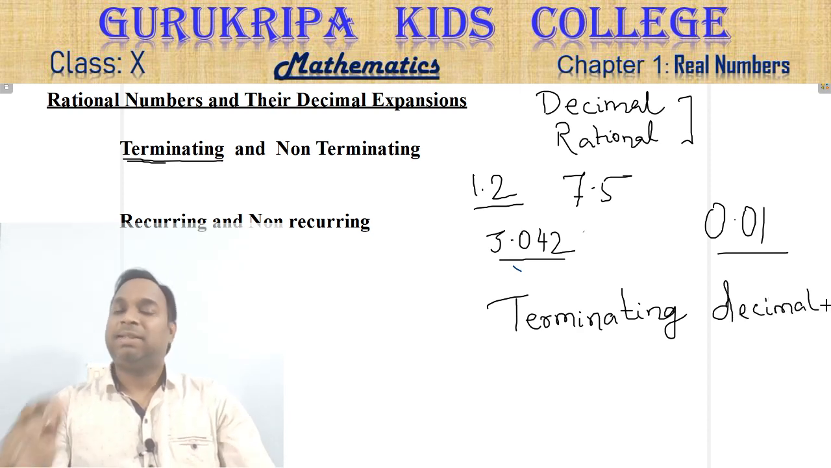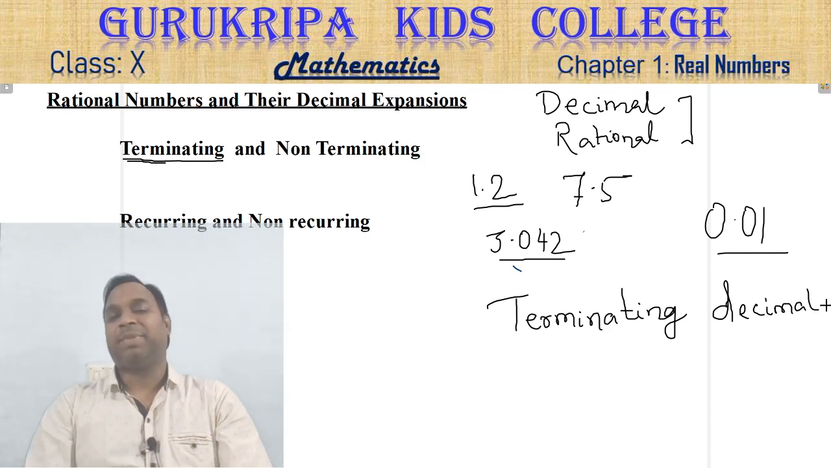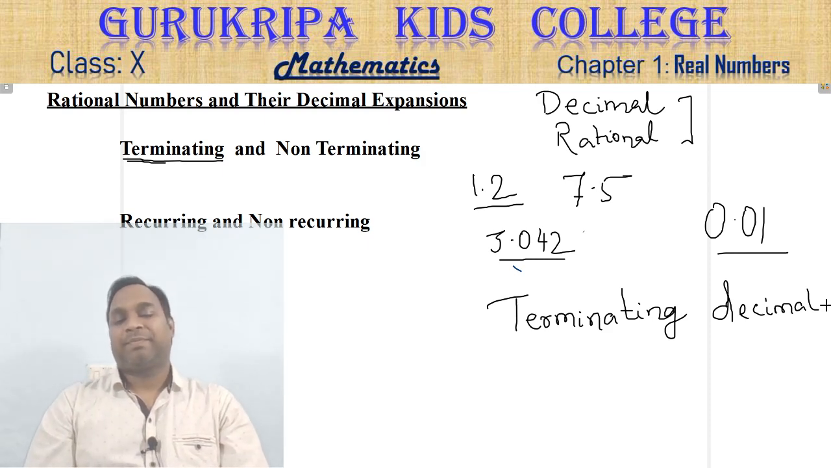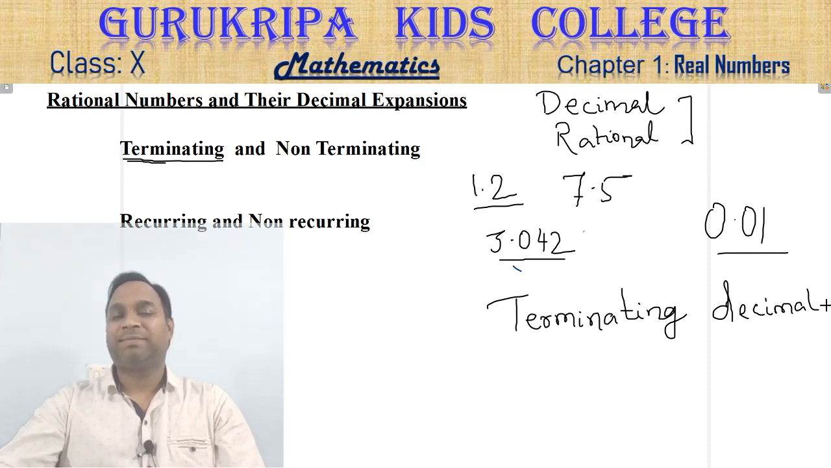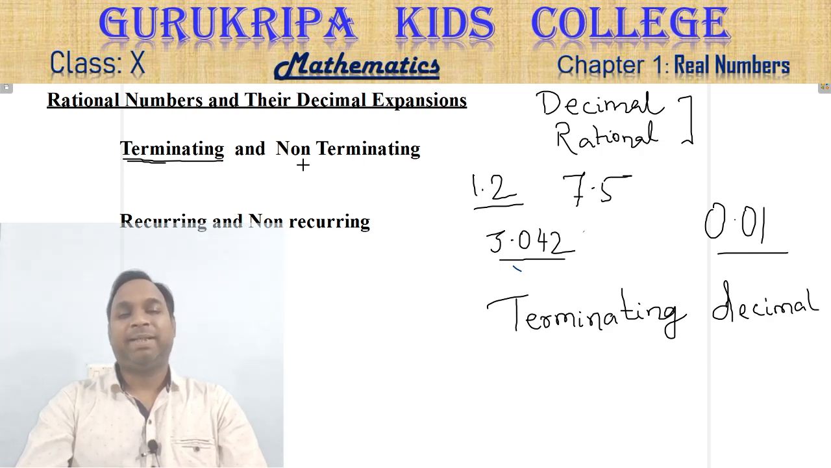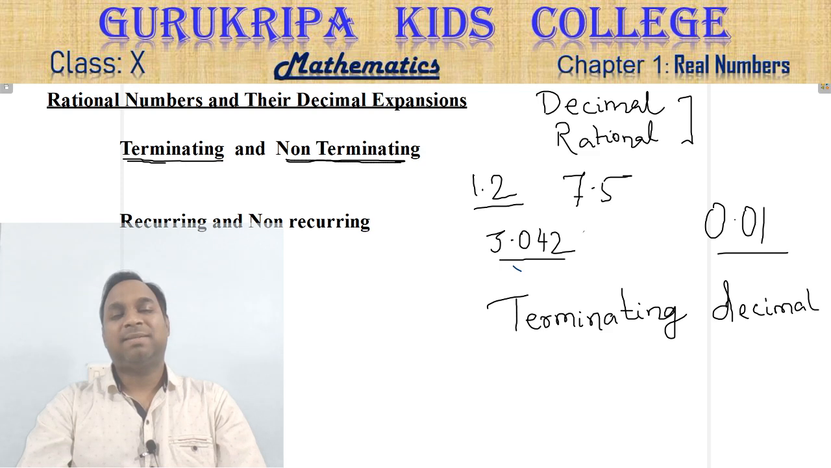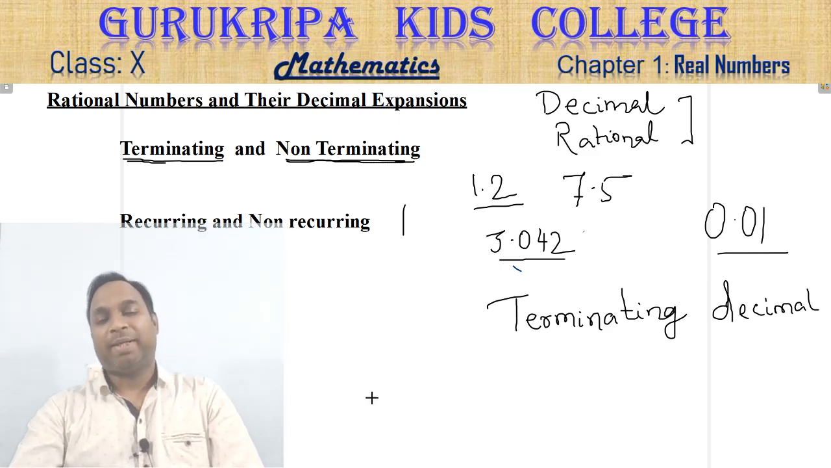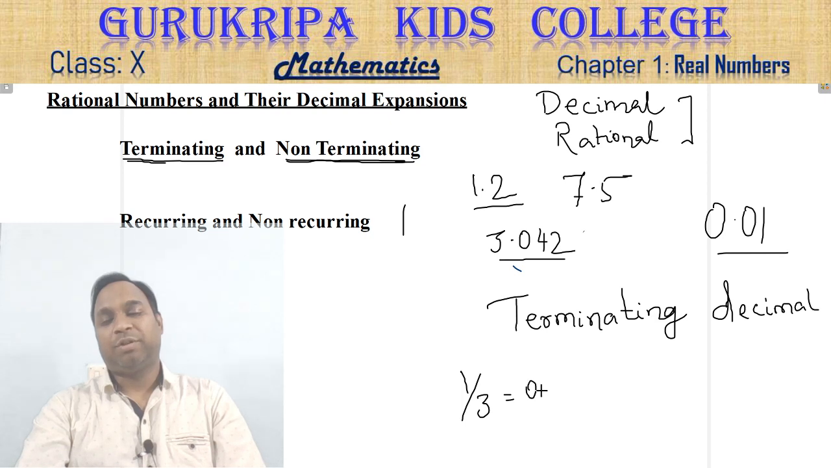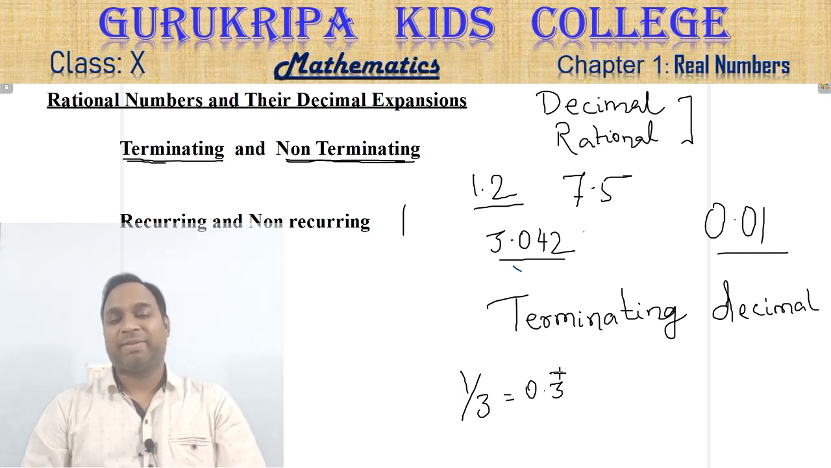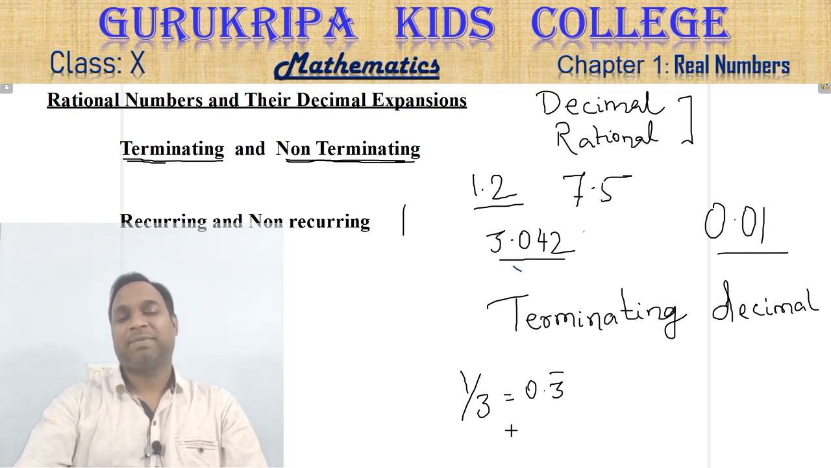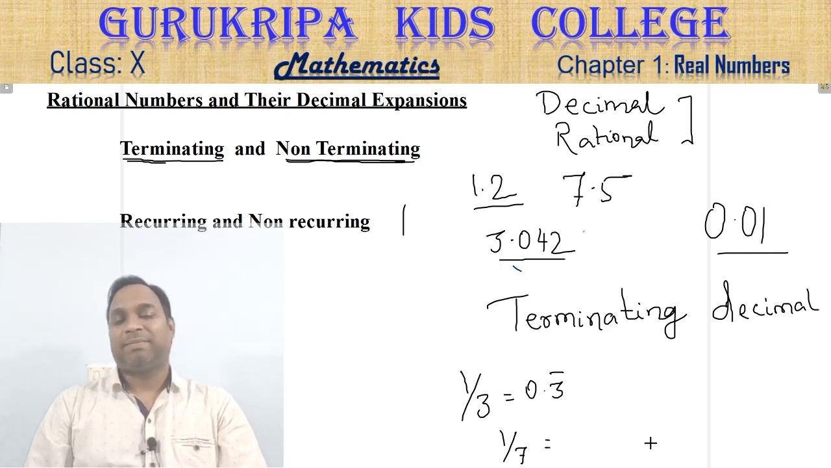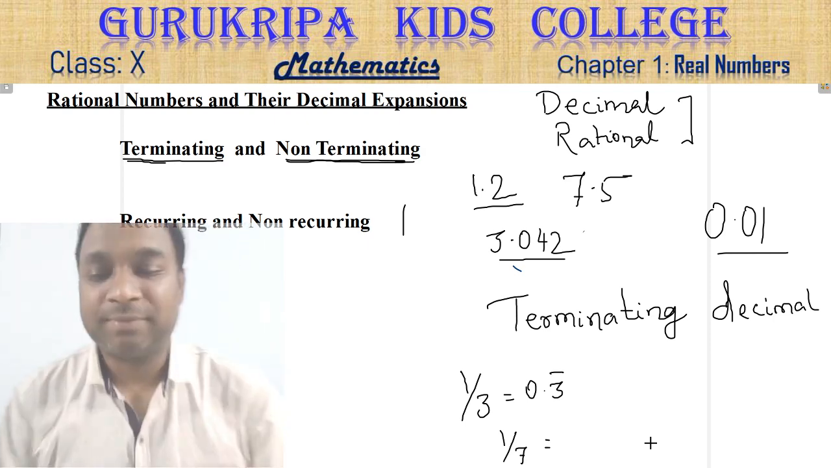The decimal part of the number terminates at some place. Somewhere it goes and stops. It may have 100 digits, but it has to stop after the 100th digit. It cannot go on forever. And some are non-terminating. Non-terminating means the decimal expansion keeps on going. Like 1 by 3. This will give you 0.3 and this 3 will keep on going forever, 3, 3, 3, 3, and so on. If you divide 1 by 7, it will also give a non-terminating number, isn't it?